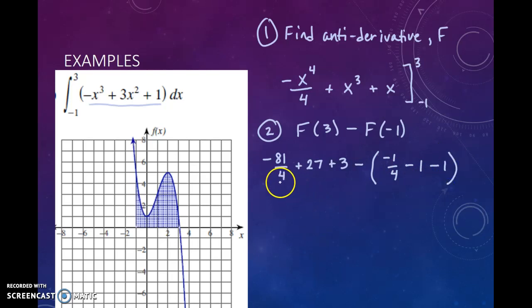Okay, so I have negative 81/4 minus negative 1/4. So I have negative 80/4. And then I have 30. And then I have minus negative 2, so I have 32. And then negative 80 divided by 4 would be negative 20.